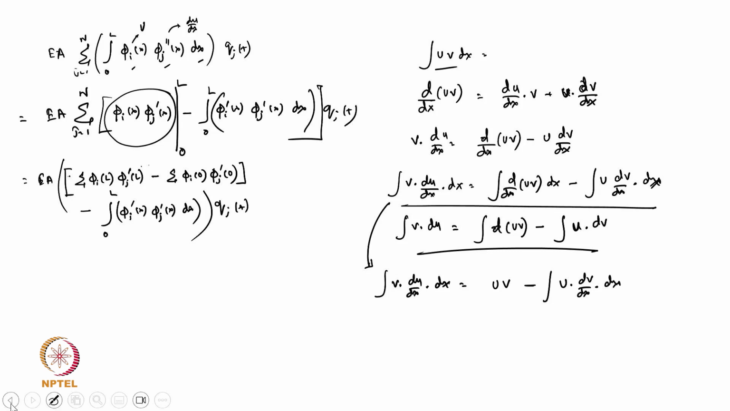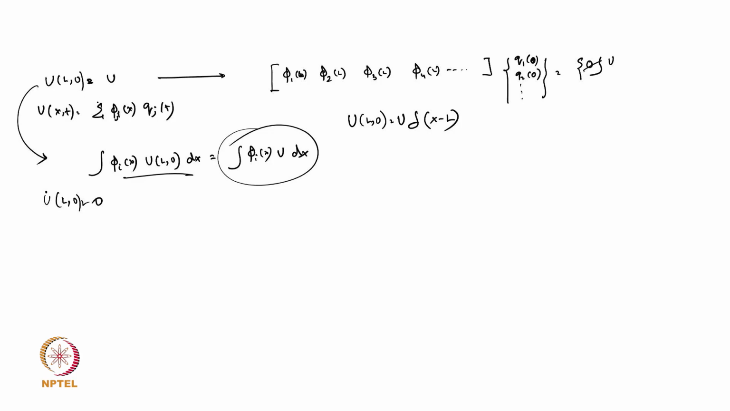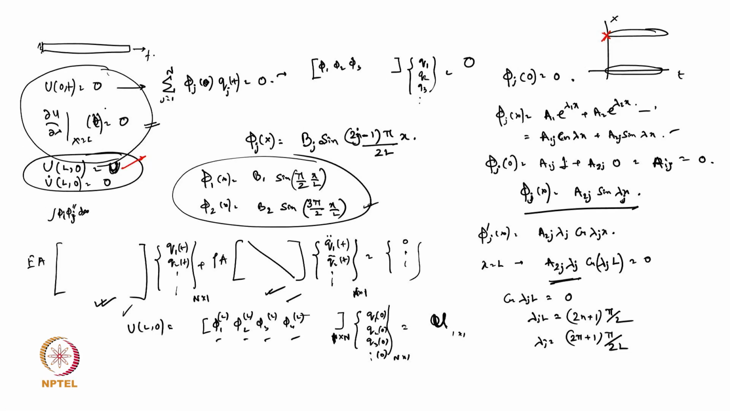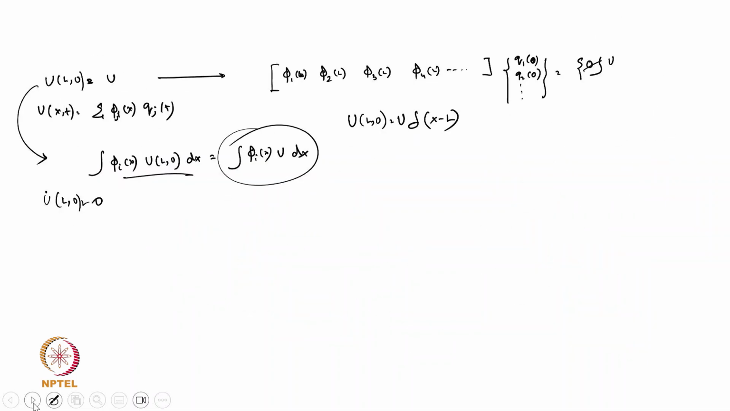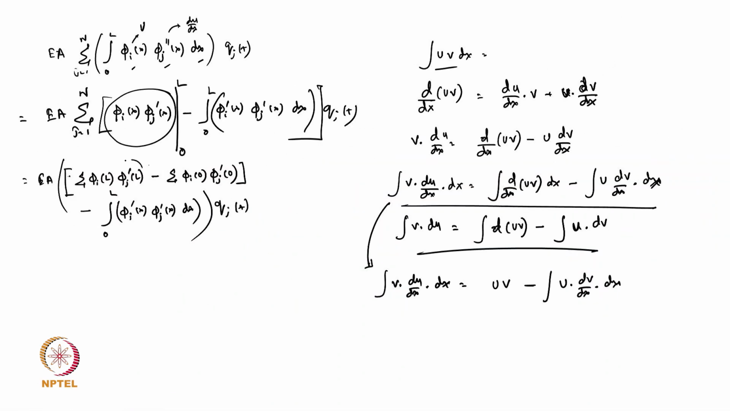Now if you see that full thing, phi i L into phi j dash L, what will happen? Phi j dash L will be 0, because the strain at L will be 0. So phi j dash L is equal to 0 and phi dash 0 is 0. So that full thing is gone. That will not be staying there. That vanished. So you are left with this.